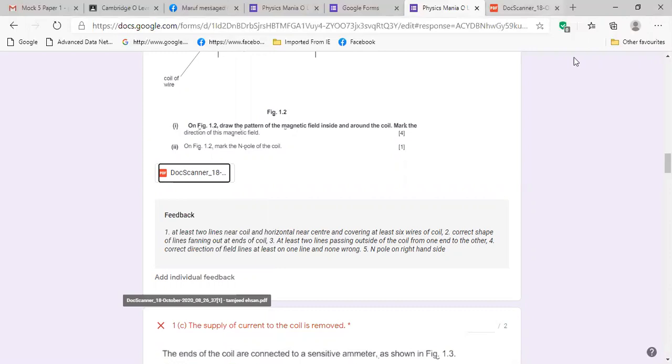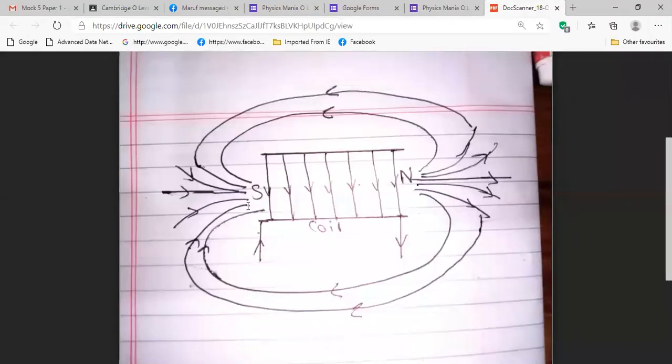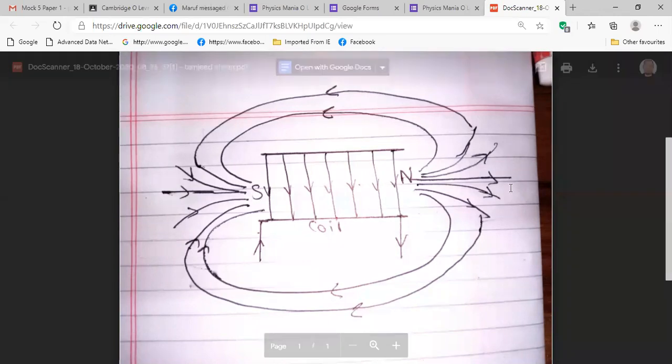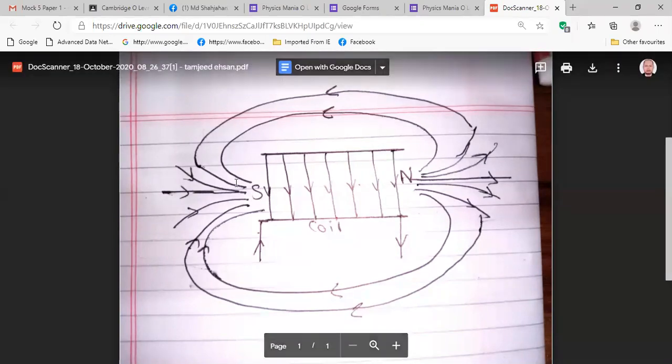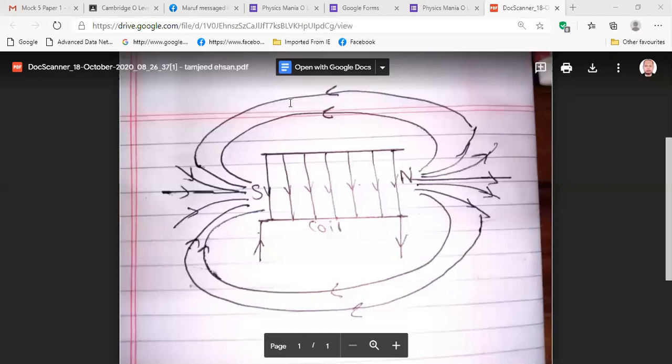Your shape is okay, only one thing is a problem, intersecting, and you should continue inside it. At least till this wire you continue. You have shown that it's discontinued from here. It should be a continuous line. When you are drawing, it should be a continuous line. Is it clear?